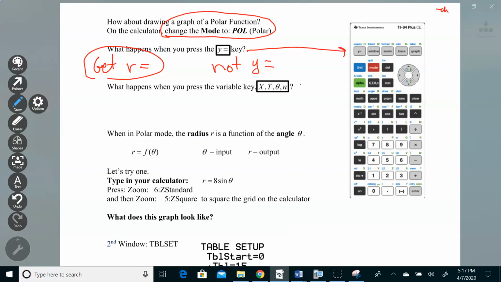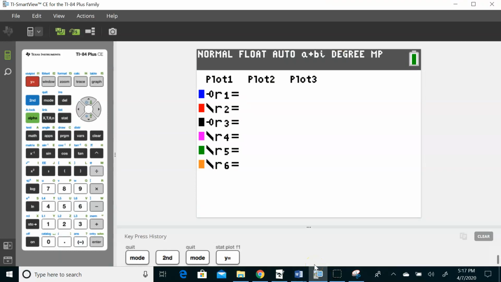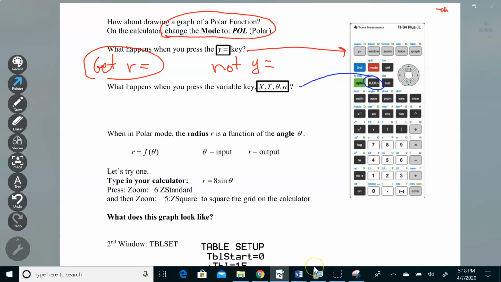What happens when we hit this variable key? This key that's right over here, right underneath mode. It says X, T, theta, n. Well, let's see. Bring up the calculator. If I hit that variable key, I don't get the letter x like I used to. I get the variable theta. That's the difference. We're using r's and thetas. So we get theta, not x like we used to.